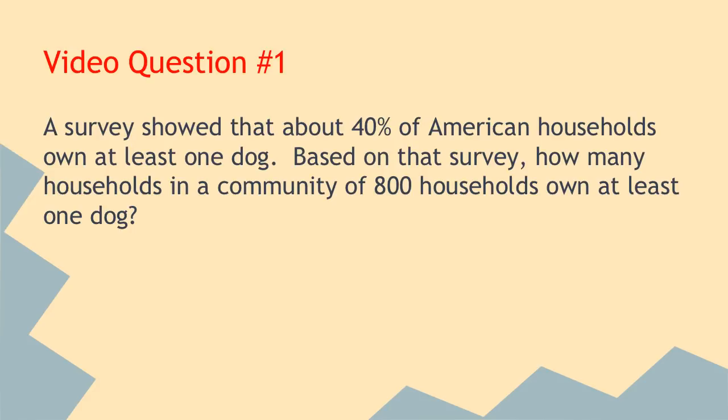All right, question number 1 says, a survey showed that about 40% of American households own at least one dog. Based on that survey, how many households in a community of 800 households own at least one dog? Pause while you're working this out. Come back when you're ready for question 2.